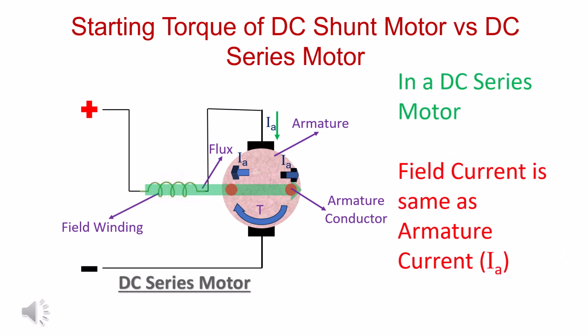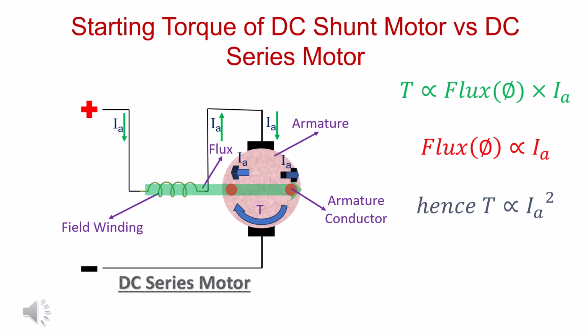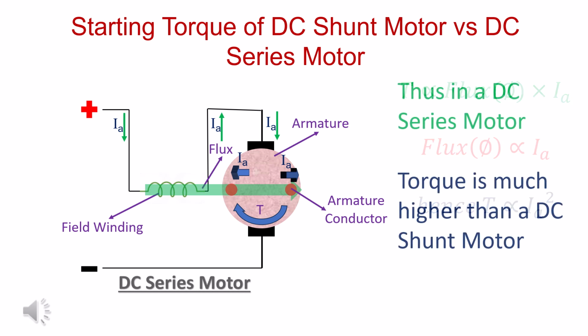In a DC series motor, field current is the same as the armature current IA. Torque is proportional to flux times armature current. Flux is proportional to field current, that is, armature current. Hence, torque is proportional to armature current squared. In a DC series motor, torque is proportional to armature current squared, whereas in a DC shunt motor, torque is proportional to armature current. Thus, torque is much higher in a DC series motor than in a DC shunt motor.